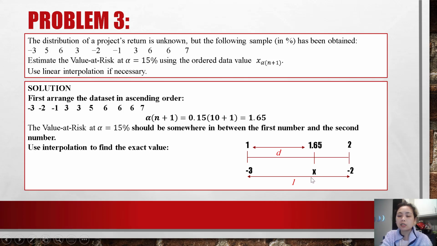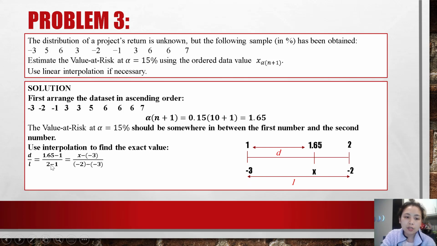And let's say x is the number whose order is 1.65. So now we are going to use interpolation. I call D the length of the segment between 1 and 1.65, and L the length of the segment between 1 and 2. So if we consider the ratio D over L, we get D over L is (1.65 minus 1) over (2 minus 1), and it is also (x minus -3) over (-2 minus -3).